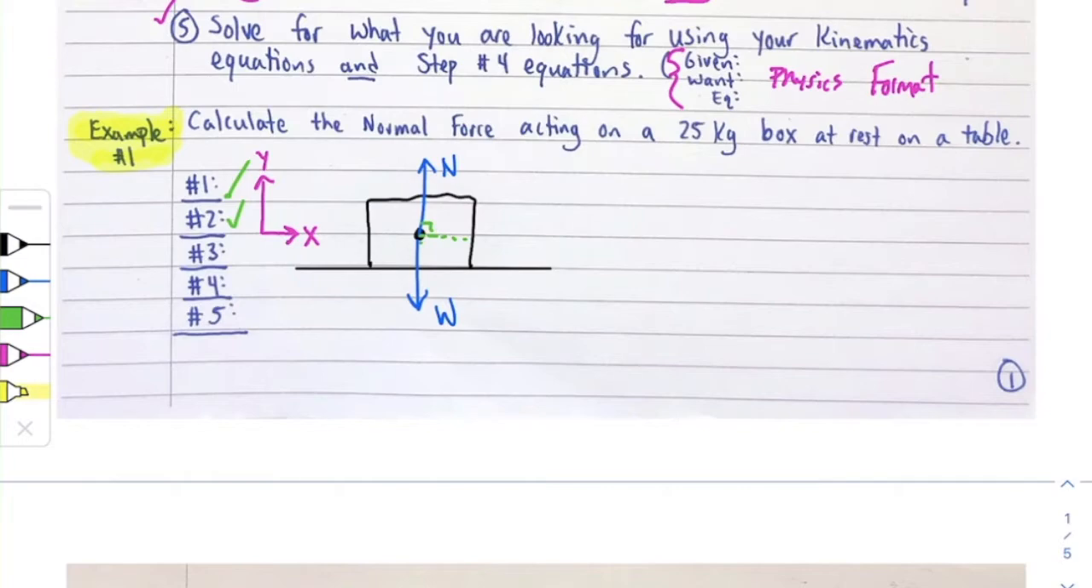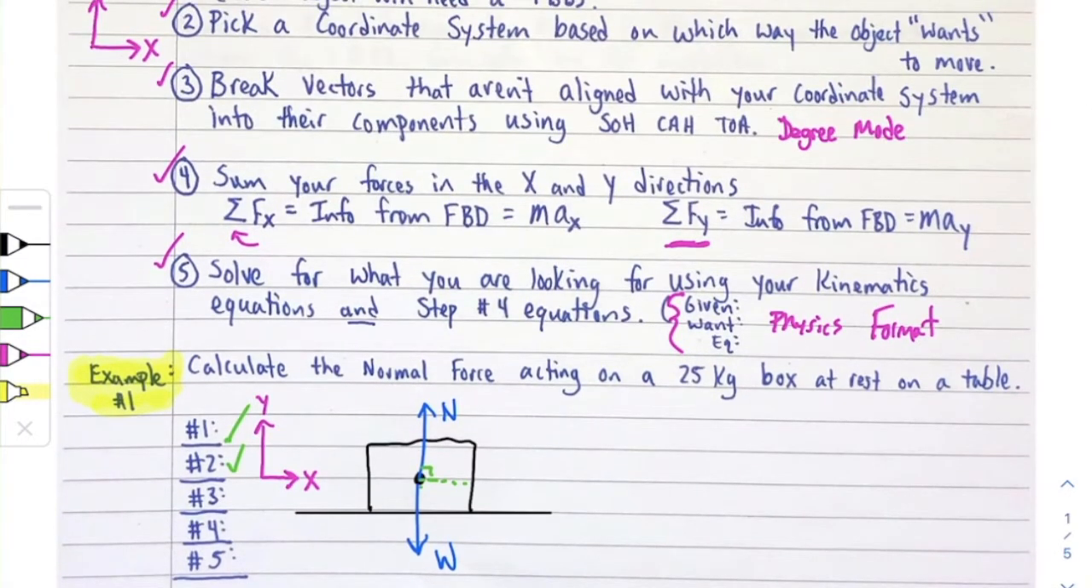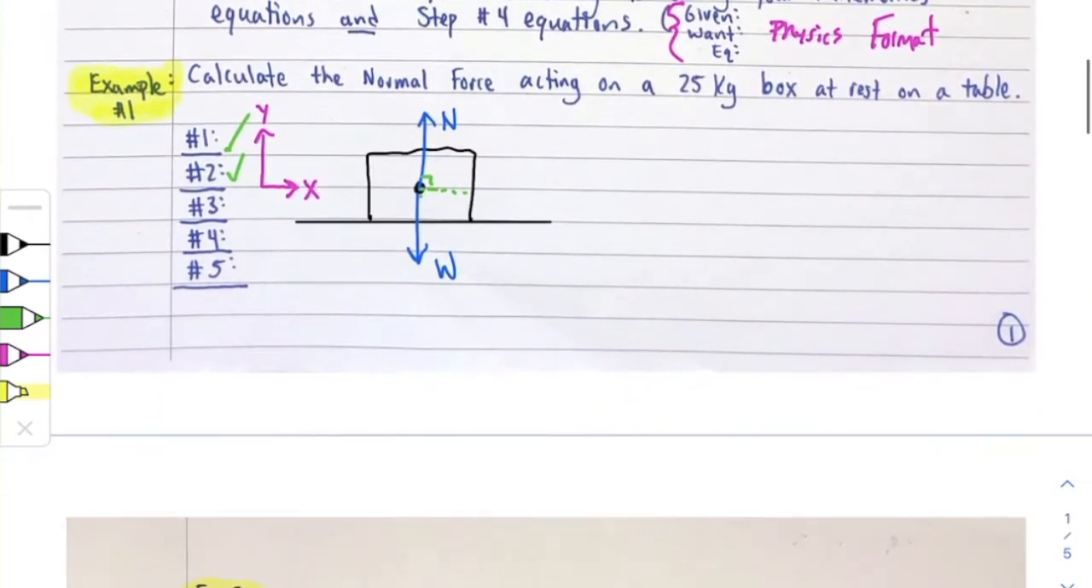All right. Step 3 says break vectors that aren't aligned with your coordinate system into their components using SOHCAHTOA. So I'm going to check my vectors. I'm looking at my normal force here. My normal force is going straight up.